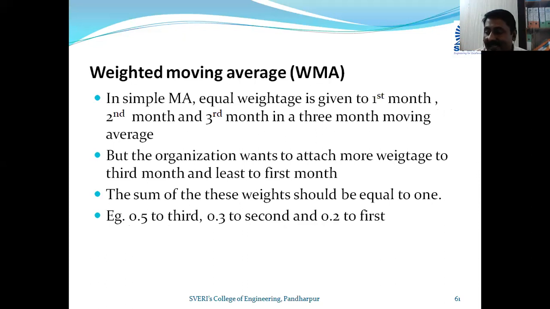Why am I telling this repeatedly, friends? Because of the simple moving average and the weighted moving average, and based on these, again we have to go for the exponential method also. There are some different calculations required in that exponential method. So in the simple moving average, equal weightage is given to the first month, second month, that is, all months.